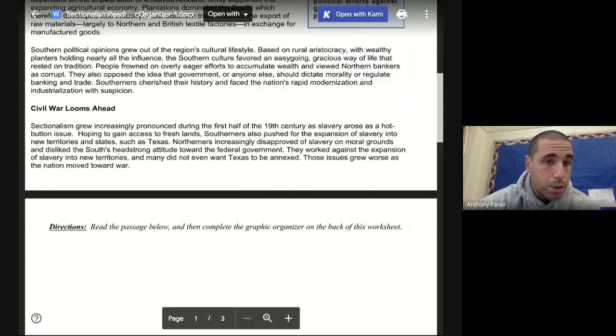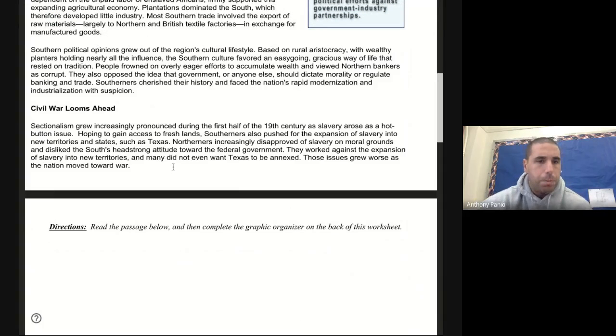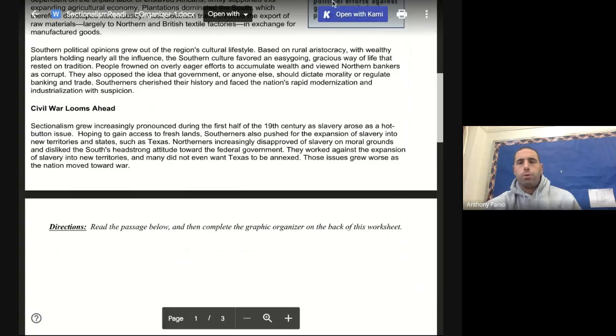They didn't want it to go into the West, where slavery wasn't really around. And many did not want Texas to be annexed. We've talked about how Texas wanted to become a part of our country, but they had slavery, so it was controversial. Those issues grew worse as the nation moved toward war, which we will get to soon.